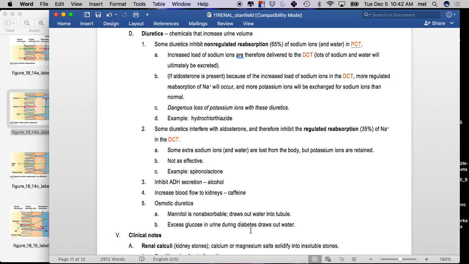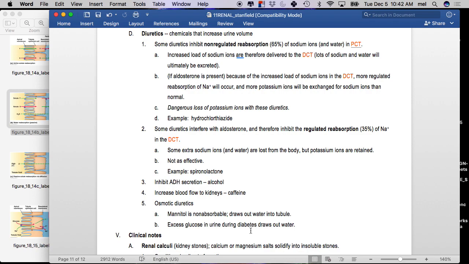Now, I told you it's non-regulated reabsorption. I mean that you can't regulate it. We did make drugs that can regulate it, though, right? So what they do is they inhibit the 65% reabsorption of sodium at the PCT, and so water doesn't follow it. Does that make sense? Now, why is that problematic?